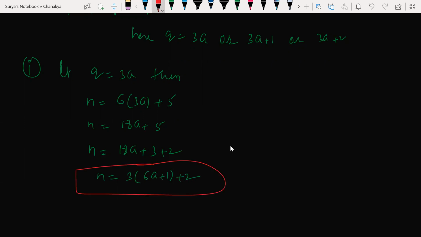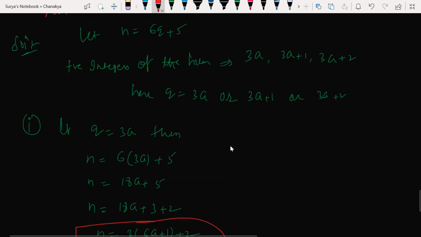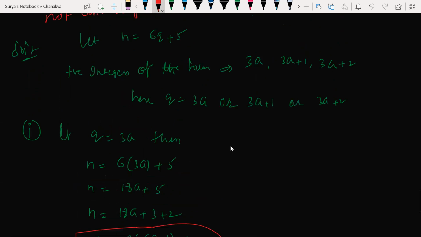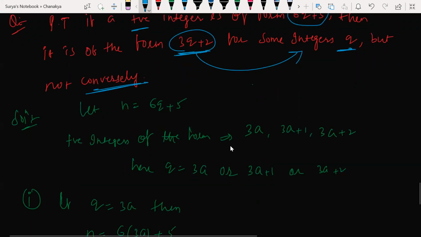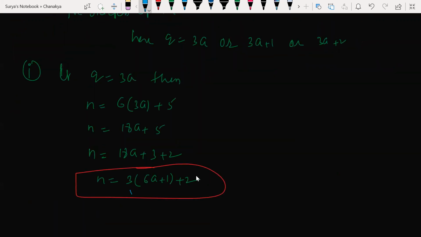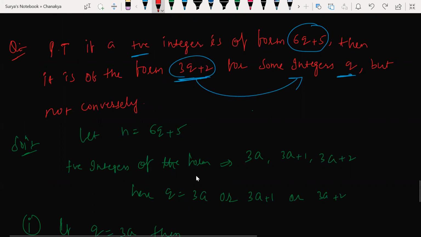Look at this now. How is it looking now? Is it what we have to prove here? Prove that if a positive integer is of the form something like this, then it is of the form 3q plus 2 for some integers q, but not conversely. Not conversely is nothing but it's not possible in reverse. That is the meaning of that. So 3q plus 2, understood my point? For some q, q could be anything here.